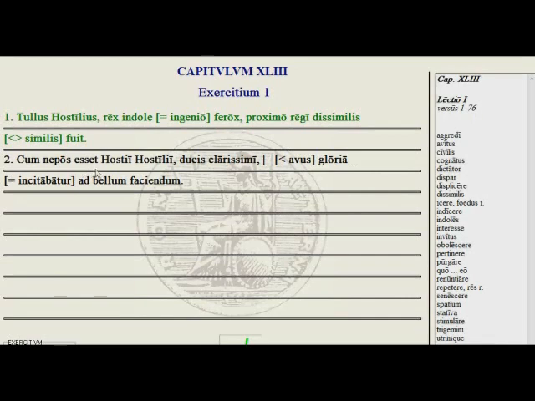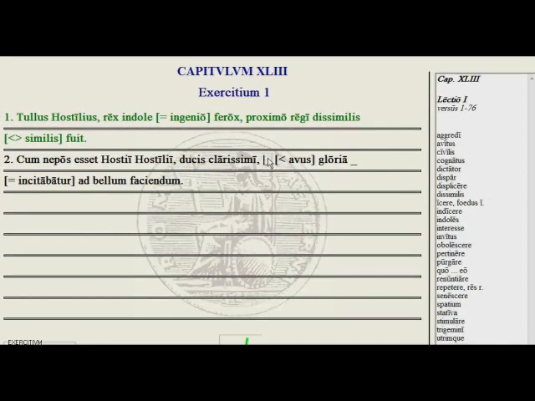Cum nepos esset Hostili Hostilii ducis clarissimi, blank, a word from avus, gloria, blank, a word that means incitabatur, ad bellum faciendum. So here cum means something like quod, since or because, since he was the grandson of Hostus Hostilius, a very famous leader. He was being urged on by his ancestral glory, or by his grandfather's glory, literally.